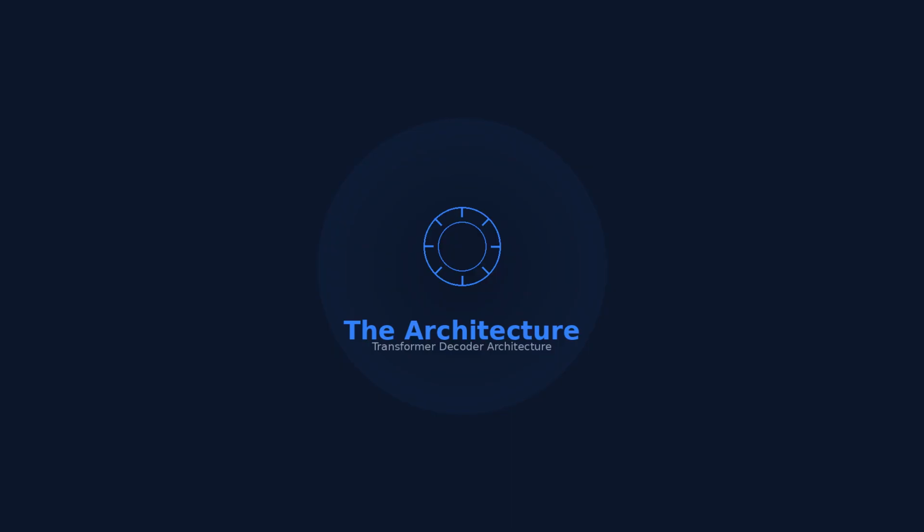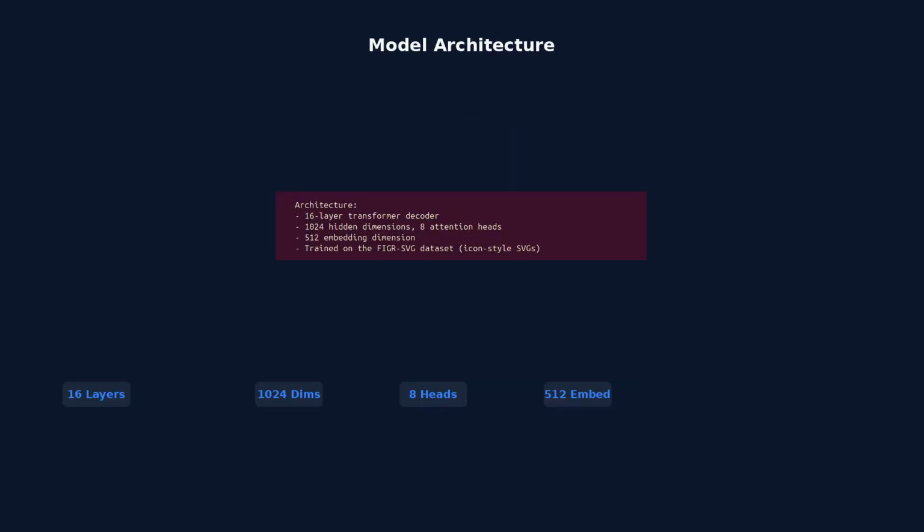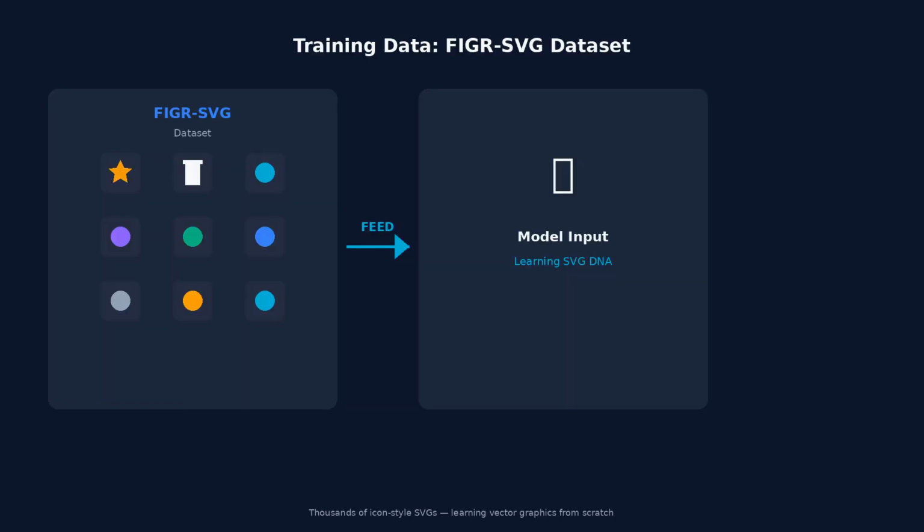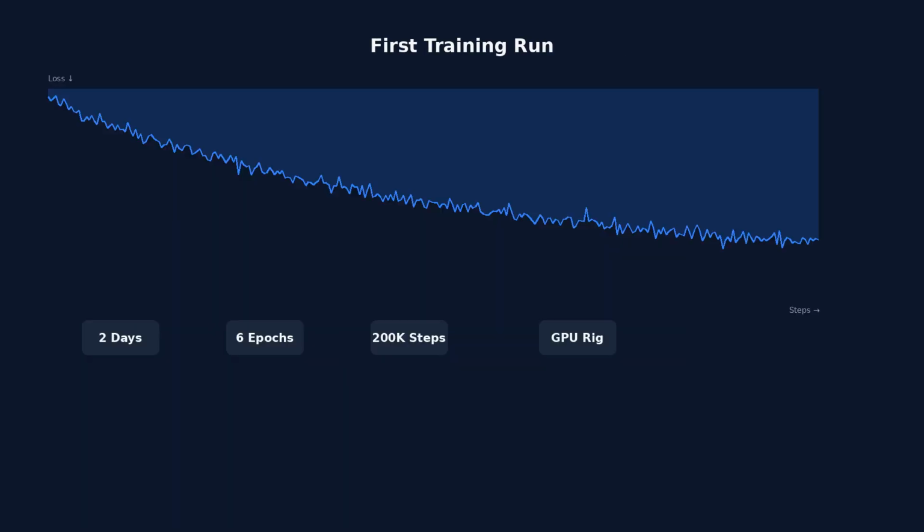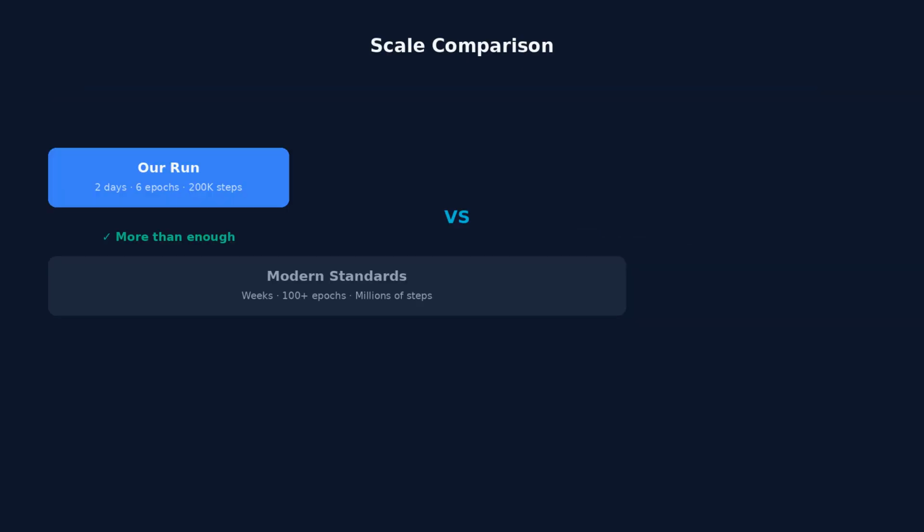Here's what went into our model: a 16-layer transformer decoder with 1,000 hidden dimensions and 8 attention heads. We fed it the FIGR-SVG dataset, thousands of icon-style SVGs, and let it learn the DNA of vector graphics from scratch. The first training run took 2 full days, 200,000 steps, all on rented GPU hardware. Not a massive run by modern standards, but more than enough to see if the approach actually works.